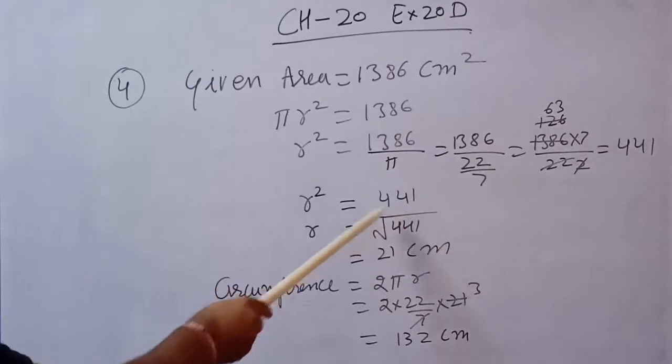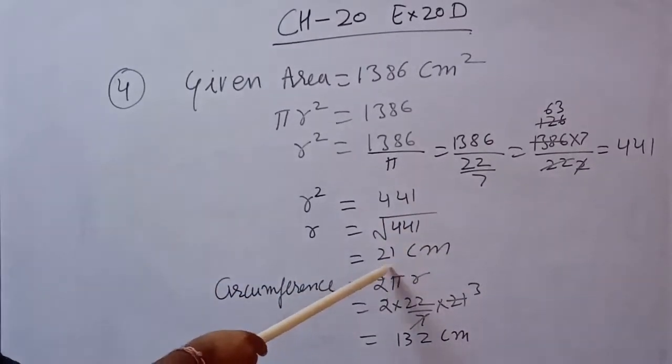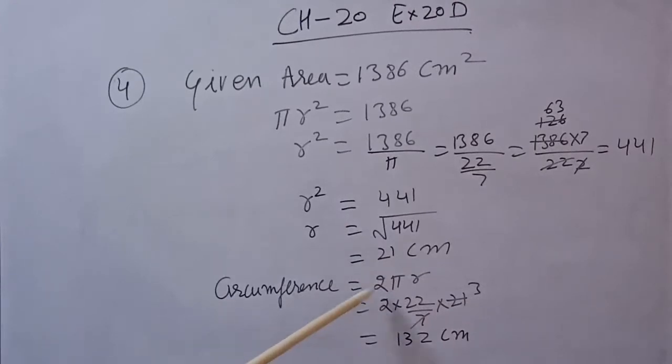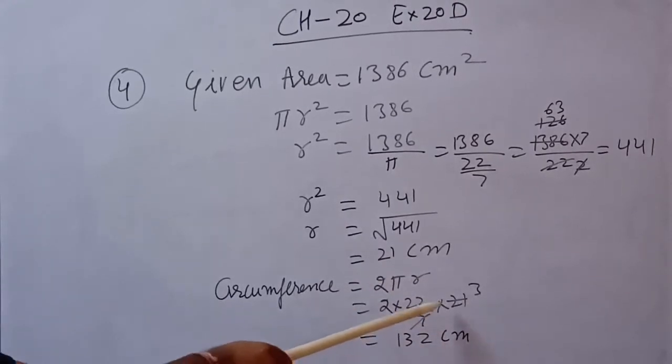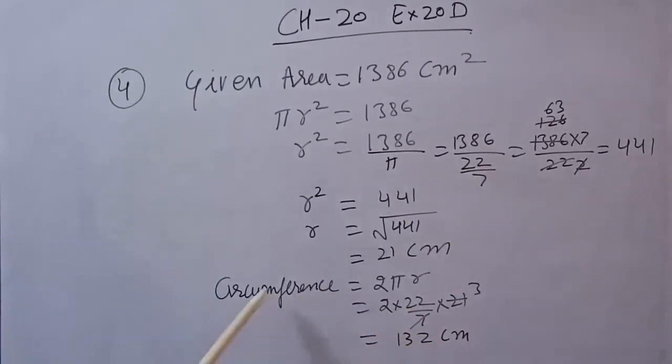r equals under root 441, that is 21 centimeters. The square root of 441 is 21. So now circumference is equal to 2 pi r, 2 into 22 upon 7 into 21, 7 threes are 21, 2 multiplied by 22 multiplied by 3 we get 132 centimeter. So the circumference is 132 centimeter. So in that manner you will do sum number 4.